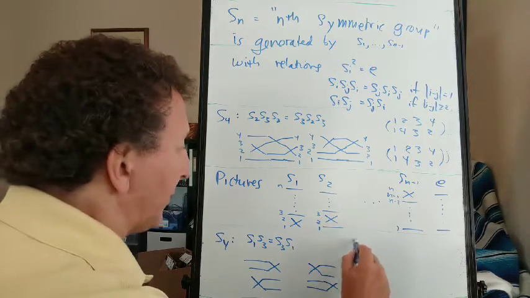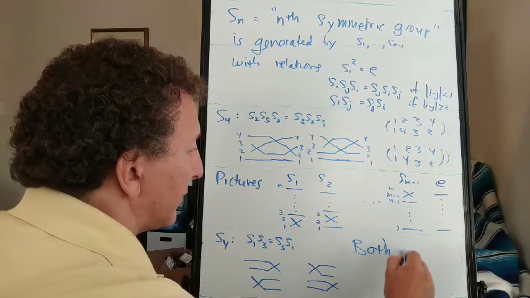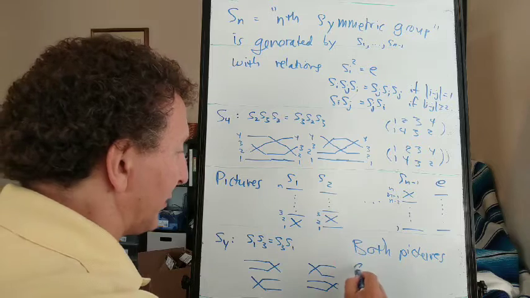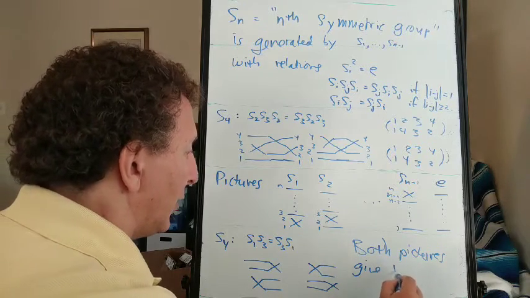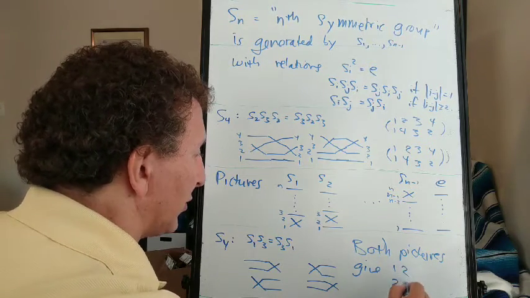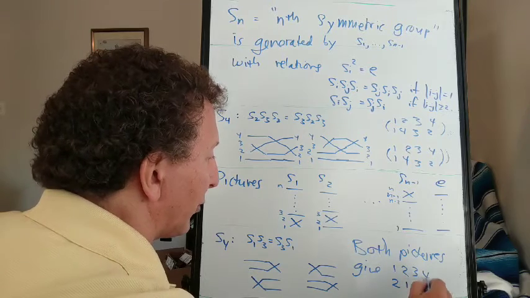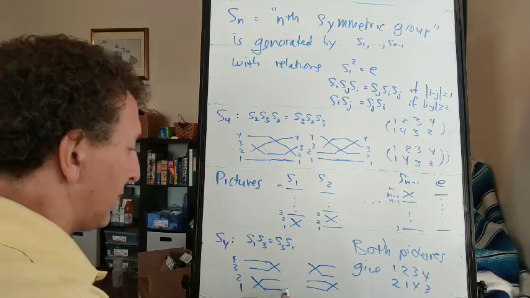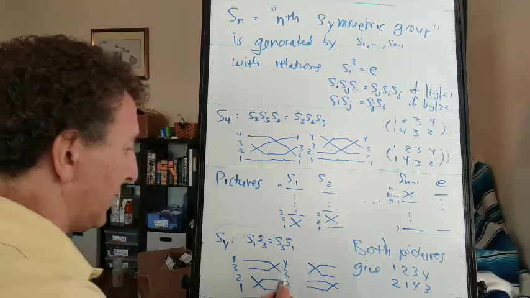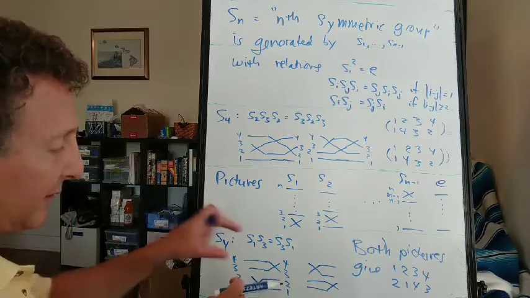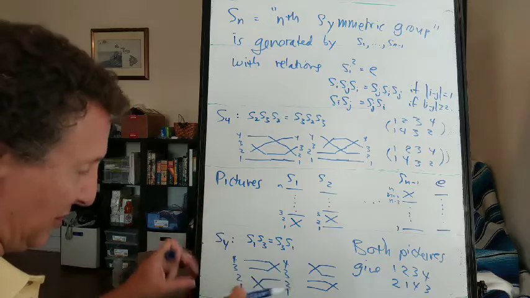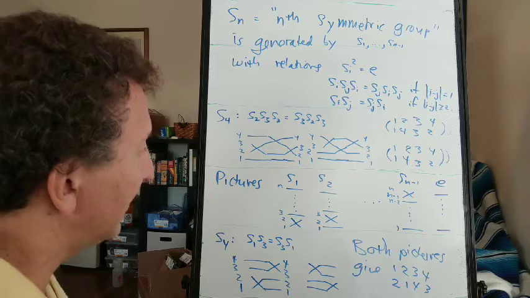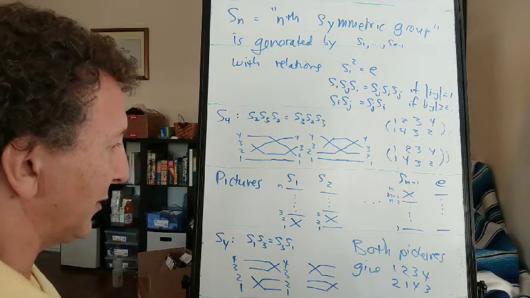And we can see that both pictures, that is both wiring diagrams, give us 1 goes to 2, 2 goes to 1, 3 goes to 4, 4 goes to 3. And that's because the x's are far enough apart that they don't touch each other, so we can imagine sliding them back and forth, and they're defining the same arrangement of wires.